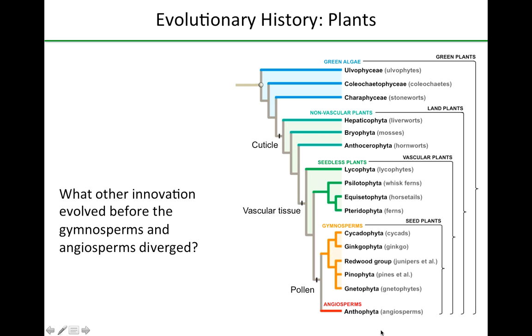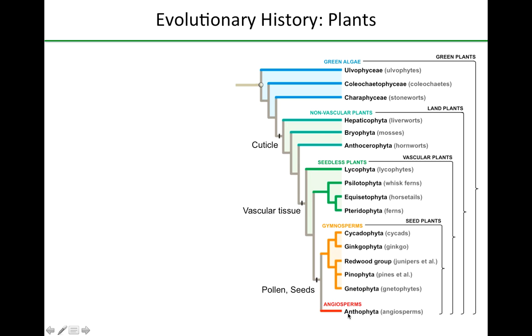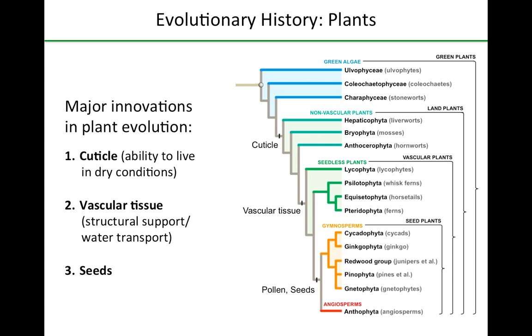And there's another really important innovation that evolved at the same time, so sometime in the ancestor that led to both gymnosperms and angiosperms, and that is seeds. Okay, so pollen and seeds evolved pretty close in time with one another on this branch that led to gymnosperms and angiosperms. And the seeds are the third of the major innovations in plant evolution. So I want to jump ahead and start talking about what the structure and function of seeds were in plants.